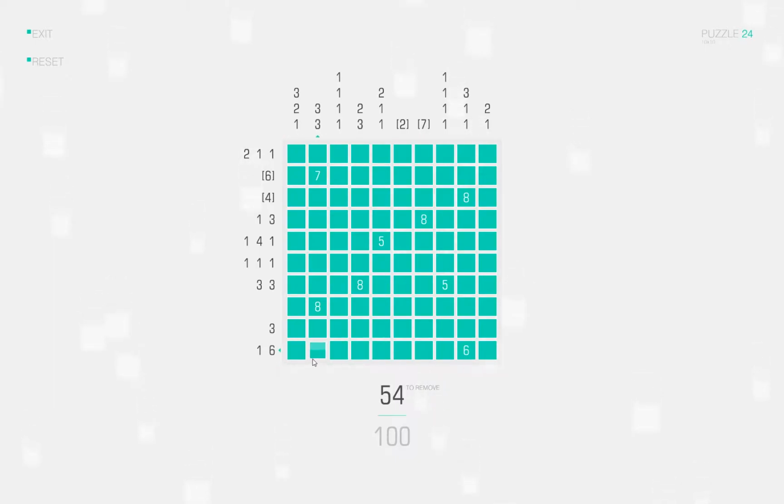In this row we have a 1 and a 6. The 6 should go here, so it has to include this, so it can go 1, 2, 3, 4, 5, 6. Or it can go 1, 2, 3, 4, 5, 6. It cannot go further than that, but in common those two situations have these.